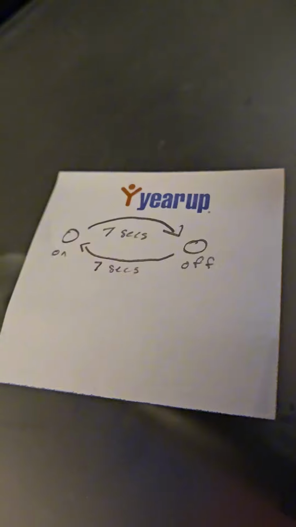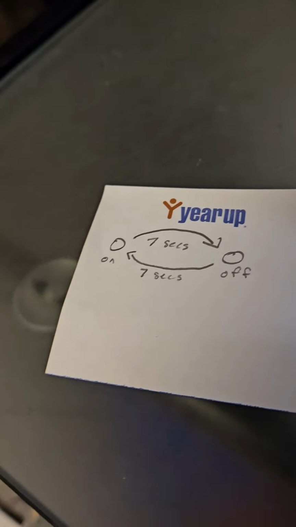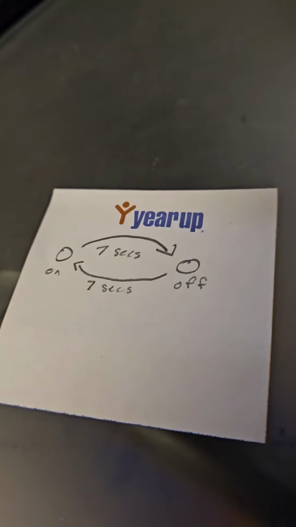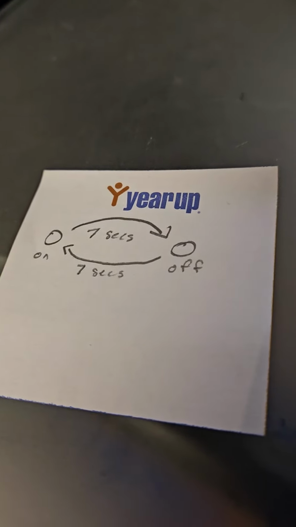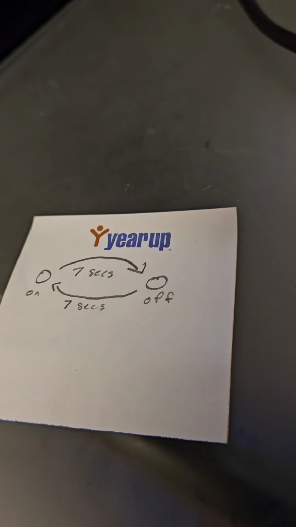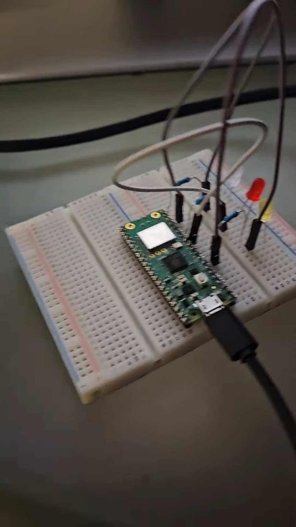So, this is just a diagram writing down kind of how it works. One of the states is on for the LED, and one of the states is off. So, every 7 seconds, it is going to switch states, thus creating the finite state machine.